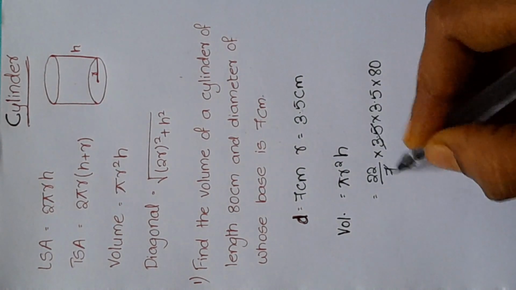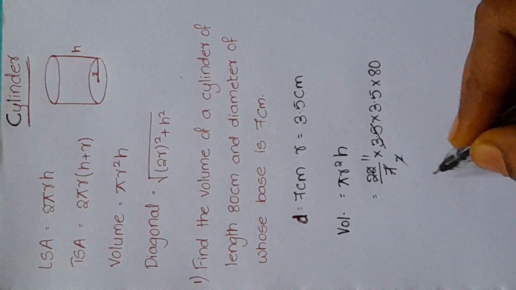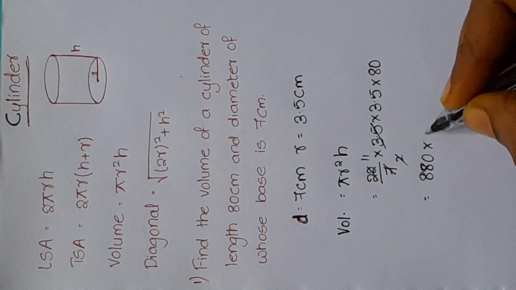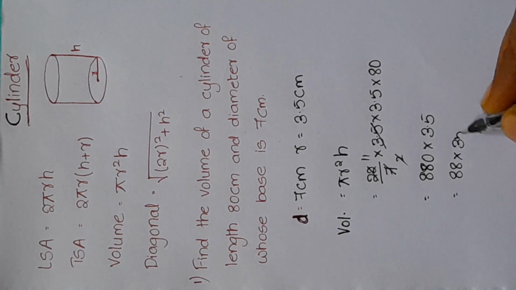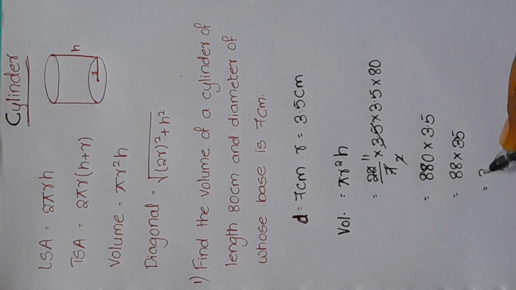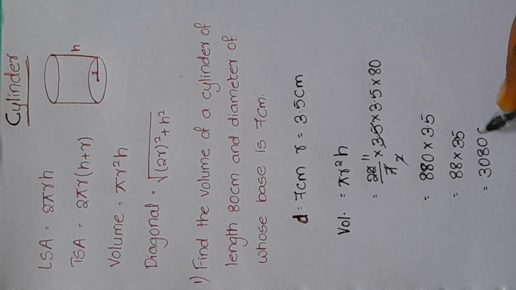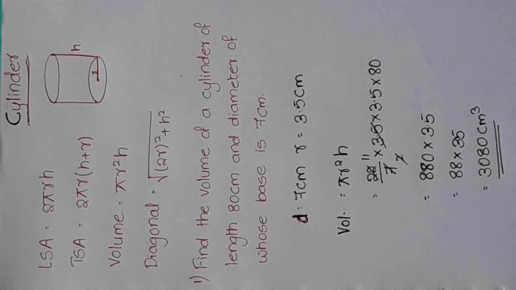Now cancelling once, 2 times, 2, 11 times. We get 880 into 3.5. This can be written as 88 into 35. 88 into 35 value is 3080 centimeter cube is the volume of the cylinder.